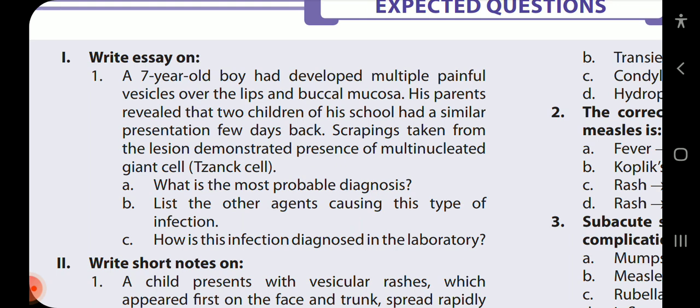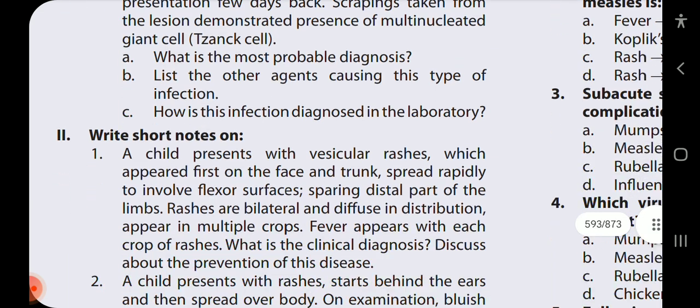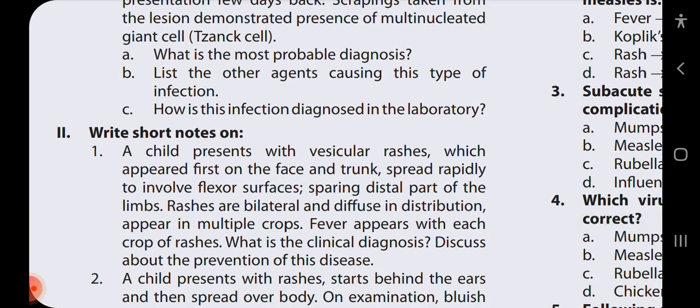A 7-year-old boy has developed multiple painful vesicles over lips and buccal mucosa. Parents revealed that 2 children at the school had a similar presentation a few days back. Scrapings taken from the lesion demonstrated the presence of multinucleated giant cells, Tzanck cells. Clearly, this is a case of herpes. Diagnosis, agents and the lab diagnosis can be given.